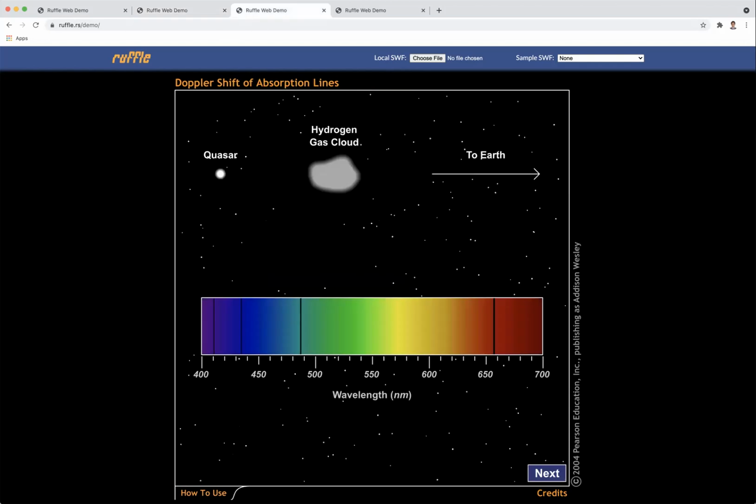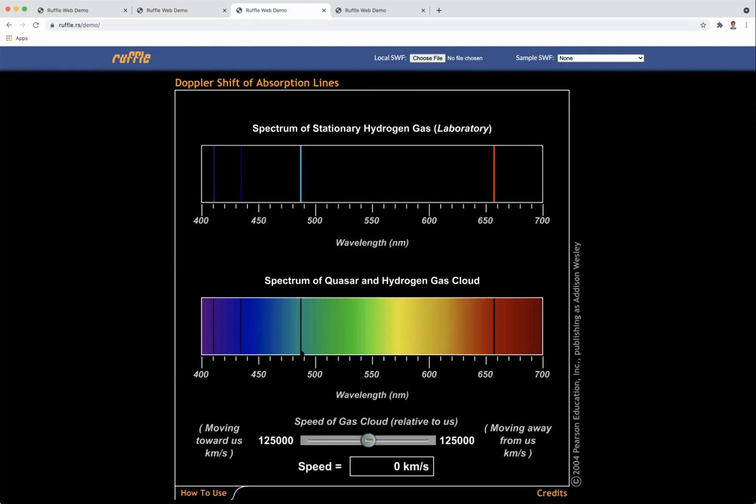So I have a star, but I have a hydrogen gas blocking some of its light. So that's why there are these absorption features here. And it's towards the Earth. So now I can play with its absorption feature. Is it moving away from me or is it moving towards me? Let's say in this scenario, with a speed of 19,750 kilometers per second, that object is moving away from us because the spectrum is shifted towards the red part of the spectrum.